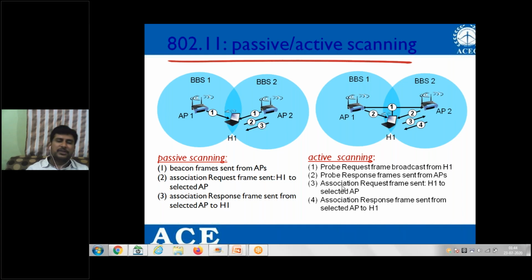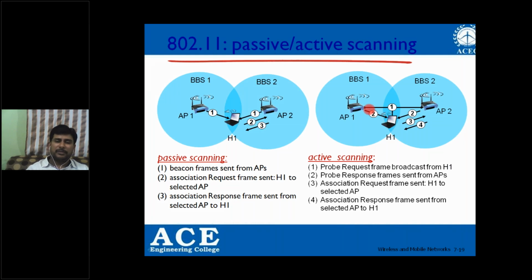find an association request. And this association request travels from host H1 to the access point. And whenever an association request is received by the base station or the access point, it will respond to that request.